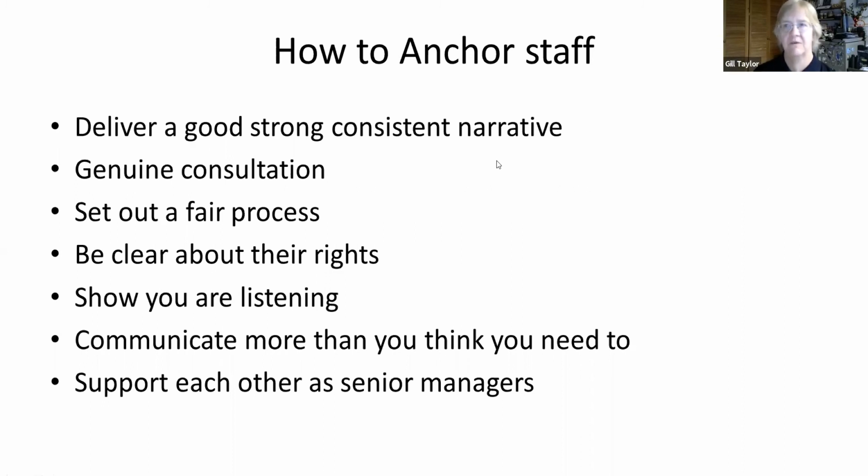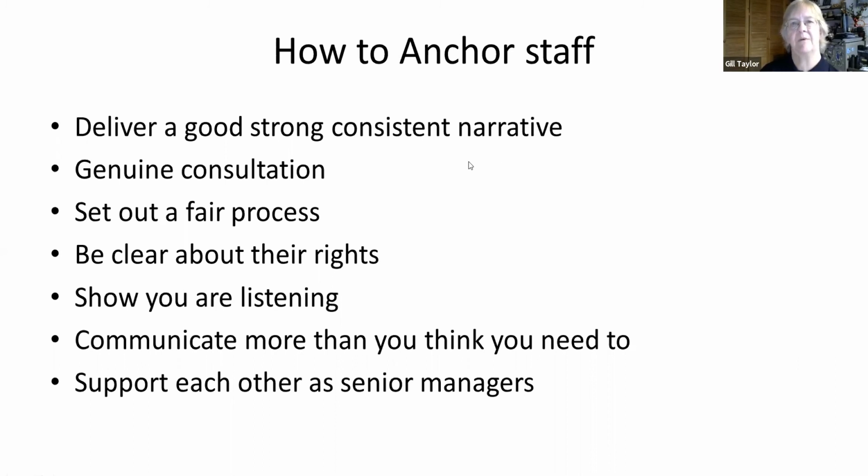So we're not issuing notice till the end of consultation. They genuinely have the right to put forward an alternative. Now, a common comment obviously is that, well, you've sewn it all up, you know what you're doing, you've thought of all this. And you go, no, it is genuine. We really want to know. We have thought about it, and this is the best thing we've come up with. That's why it's a proposal. You may have other ideas. Set out the process, be clear about their rights, show you're listening, communicate more than you think you need to, and support each other as senior managers.